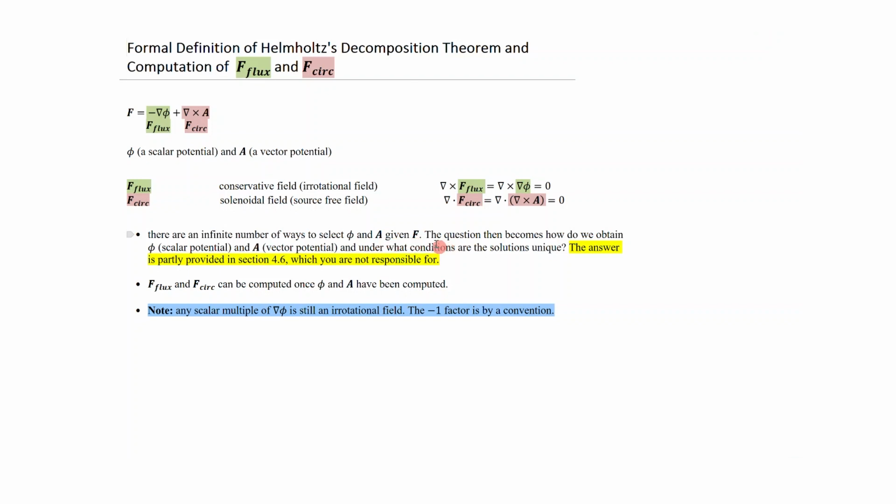The question then becomes, how do we obtain a scalar potential and a vector potential, and under what conditions are the solutions unique? The answer to this is partly provided in section 4.6, but you're not responsible for this. We're just basically stating it up front that there are ways to go about determining what phi and A are. F flux and F circ can be computed, as I mentioned, once phi and A have been computed. All right, again, I mentioned that any scalar multiple of grad phi is still an irrotational field, and the -1 factor is there by convention.